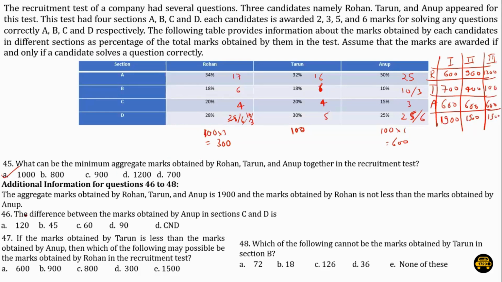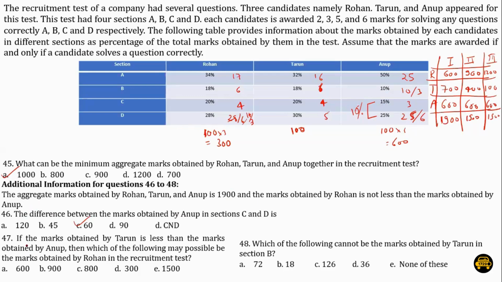Now let's try to find out the answers. The difference between the marks obtained by Anoop in section C and D. In either of the cases, Anoop is getting 600 marks. So difference between C and D is of 25 and 15, that is 10%. And 10% of 600 is 60. So in any case, answer will be 60.